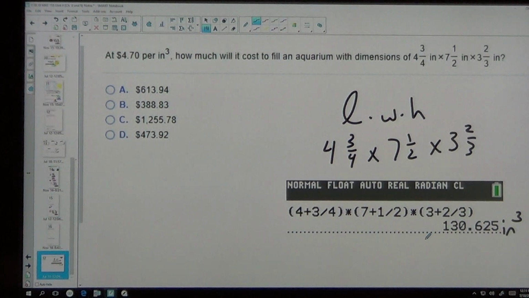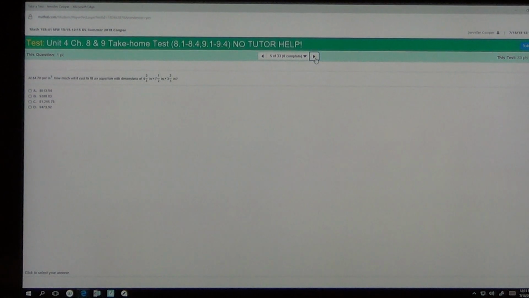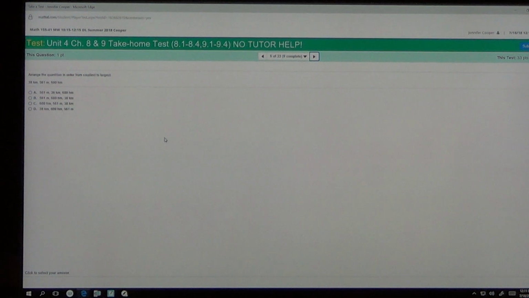Subtract, divide, times it. Listen to Sharonda. Take the answer and you multiply it. There you go. Listen to Sharonda. The 130 point, whatever that was, then multiply it by 4.70. There you go.